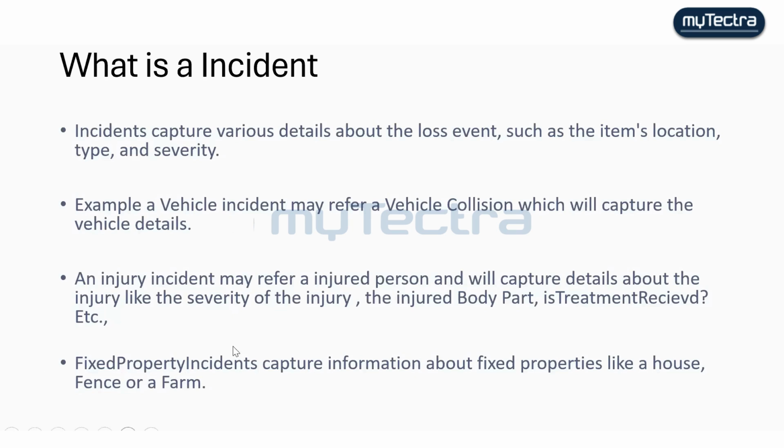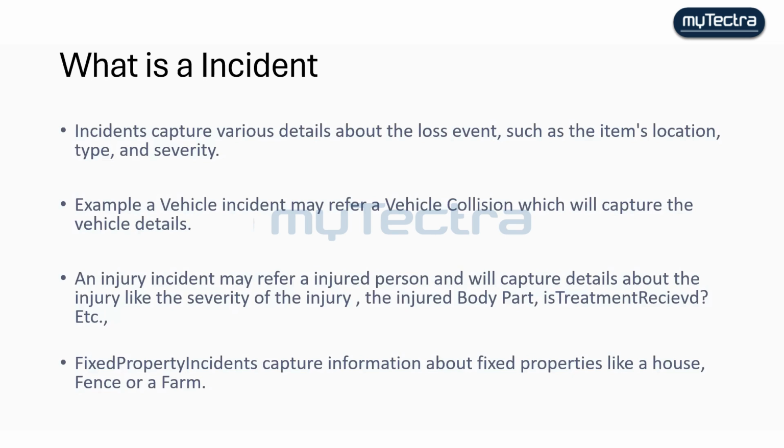So these words you will have to keep at the top of your mind. Fixed property incidents, you can tell vehicle incidents, injury incidents, like that. So fixed property incident means we have a property like a home, correct? You can insure your home also. Then a farm is there. These are all examples of fixed property incidents.